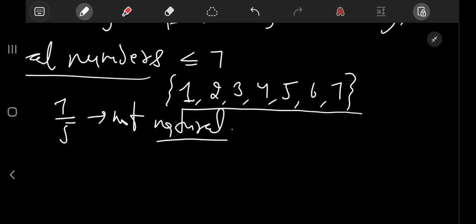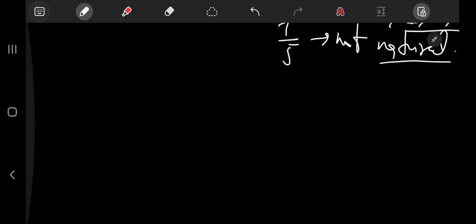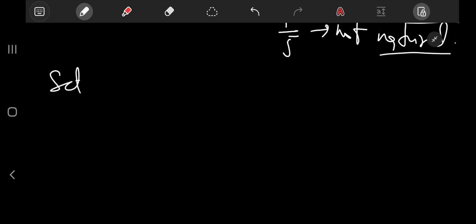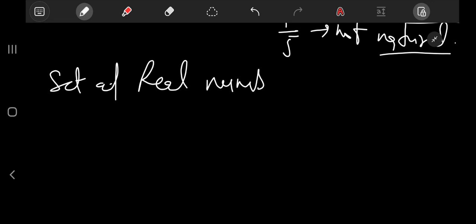We have specified criteria here for exclusion or inclusion of objects from this group, from this set. So this is a well defined collection of natural numbers. This is called a set, and there are so many sets: set of real numbers, set of whole numbers, set of rational numbers, etc. There are so many sets in nature and also in mathematical language.